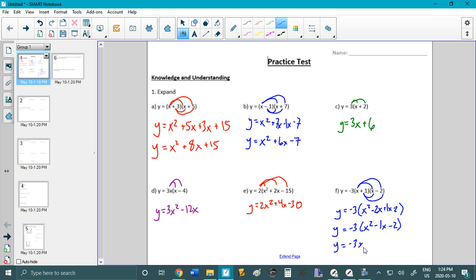And finally, I multiply through by negative 3. So I get negative 3x squared. Negative 3 times negative 1 is positive 3x. Now x times an x gives us an x. And then negative 3 times negative 2 is positive 6. Okay, so there's number 1.